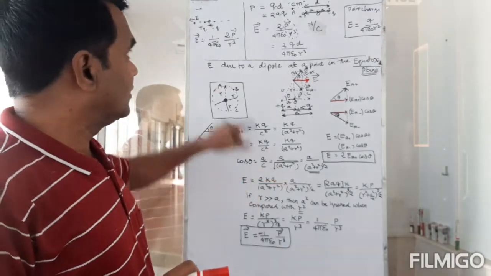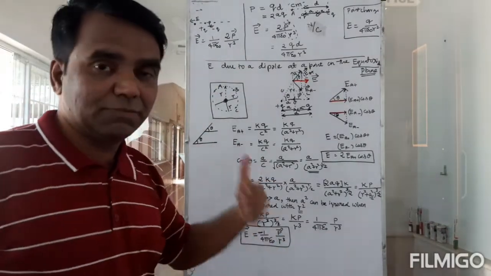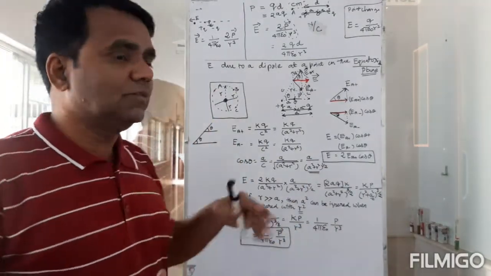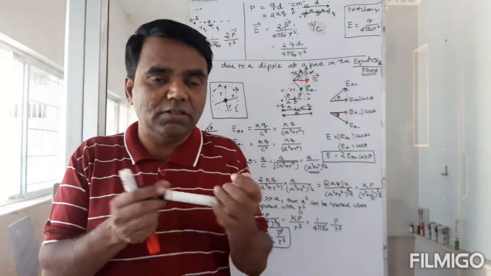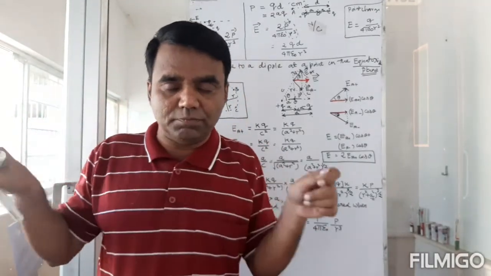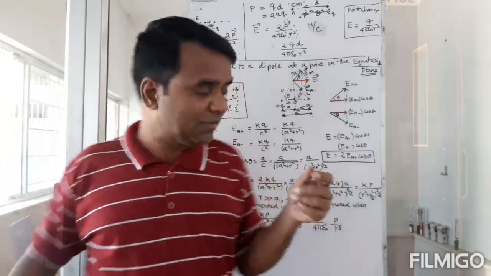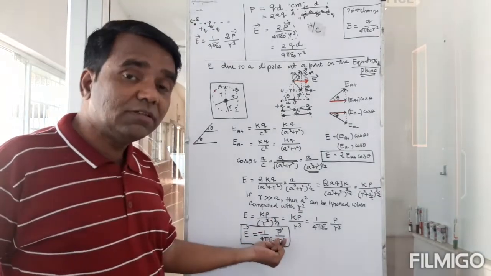And you note that the field falls by 1 by r cube. So it will fall much quicker than a point charge. If you take a point charge, how much does it fall? It is inversely proportional to r squared. But here it is inversely proportional to r cube.